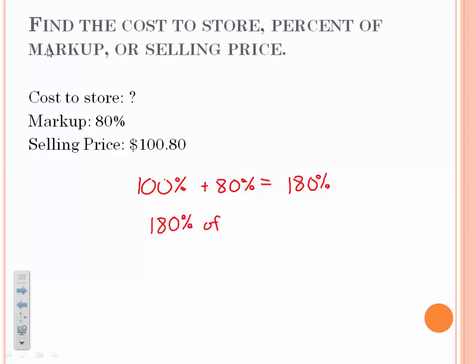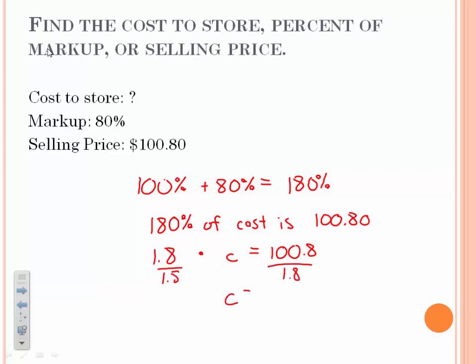180% of our cost is our selling price, which is $100.80. So now we can do 1.8 times the cost, which we don't know, so we can just put C, equals 100.8. So now you can divide 1.8 to both sides. So divide, and we get C equals 56. So the cost to the store was $56, and they increased the selling price to $180.